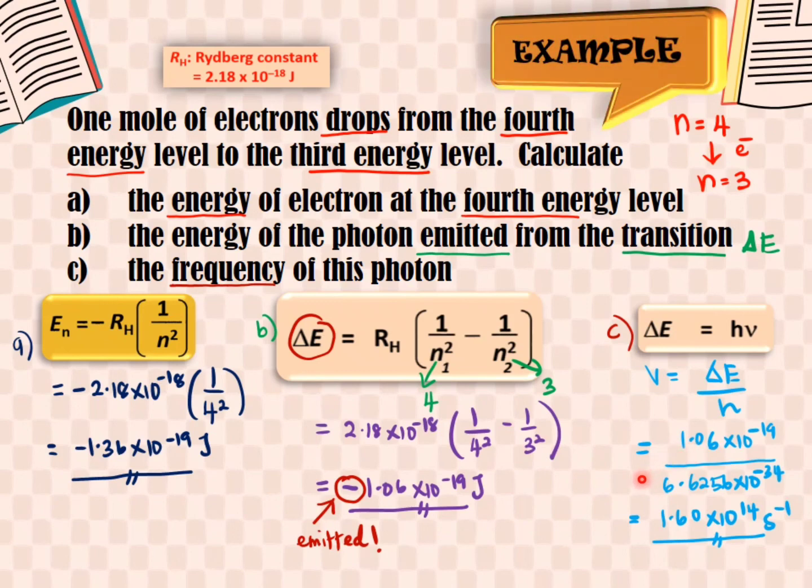Frequency tak boleh negatif. Wavelength juga tidak boleh negatif. Panjang gelombang kelas. Wavelength tu panjang gelombang. Macam you all ukur tinggi you all lah. Pernah ke ukur negatif 1.6 meter? Tak ada kan? Okay, so frequency and wavelength cannot be in negative value. So negatif hanya merujuk kepada energy sahaja.